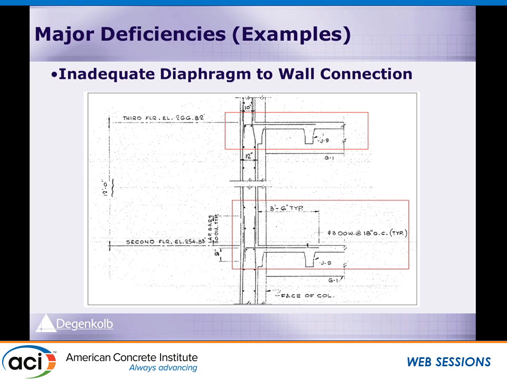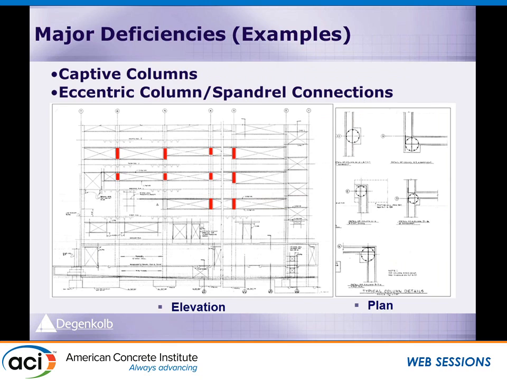And in this kind of case, you can get yield from the diaphragm first before you develop the ductility of the vertical lateral force resisting system. So it is kind of a critical connection for us. We saw this a lot, and we need to strengthen this all the time. The classic examples are captive columns and the facade of the building, the perimeter of the building.